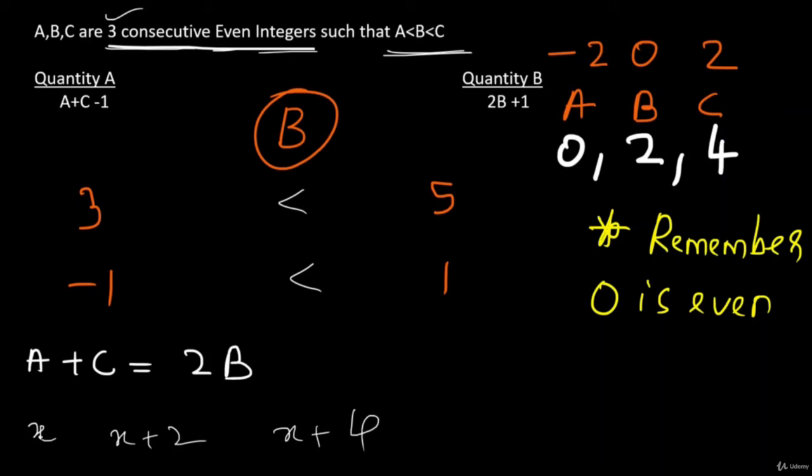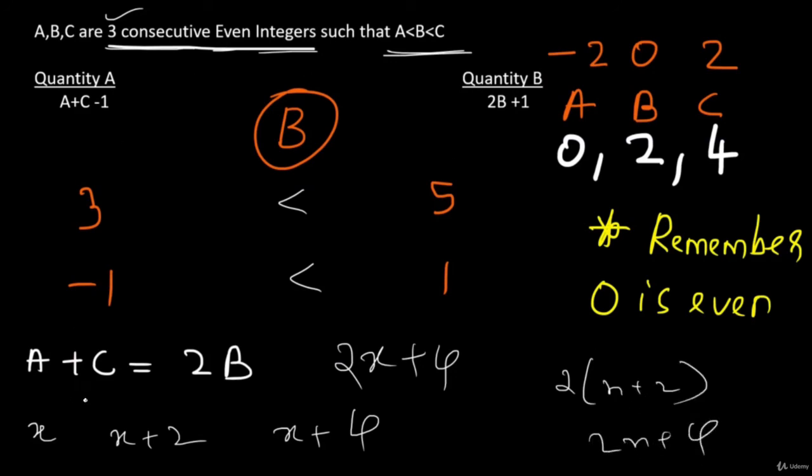So what is A plus C? That is x plus x plus 4, which is equal to 2x plus 4, right? And what is 2B? That's 2 into x plus 2, which is again 2x plus 4, right? So A plus C is equal to 2B. So I can substitute 2B instead of A plus C. All right, let me make some space over here.